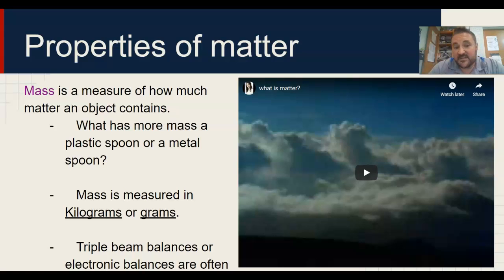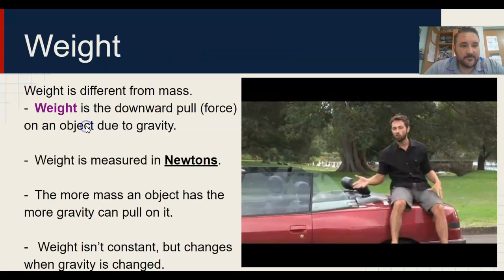Mass is how much stuff is in there. So, which has more mass, a plastic spoon or a metal spoon? Well, you think which one's heavier? Obviously, the metal spoon. Mass is measured in kilograms or grams. Grams is technically the base unit in the metric system, except it's so small, it's only about the mass of a paperclip. So we tend to use kilograms, which is actually 1,000 grams. To measure the mass, we use a balance, an electronic balance or a triple beam balance that we'll get to in a day here with our measuring activities.